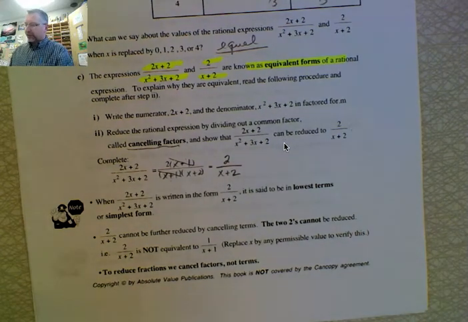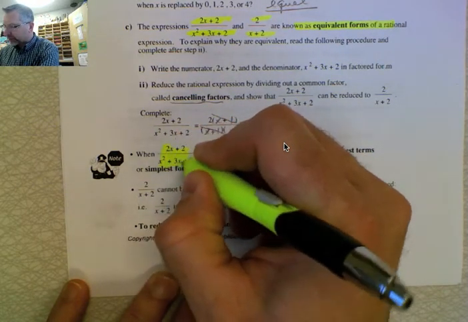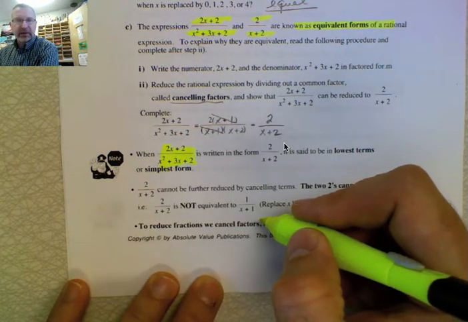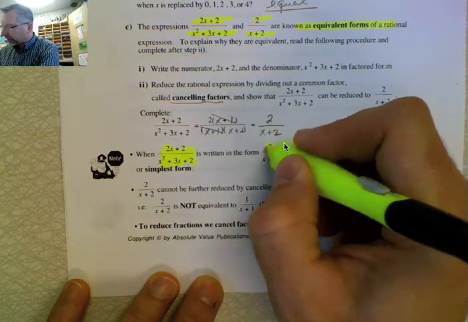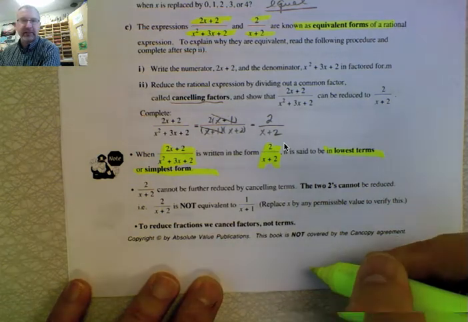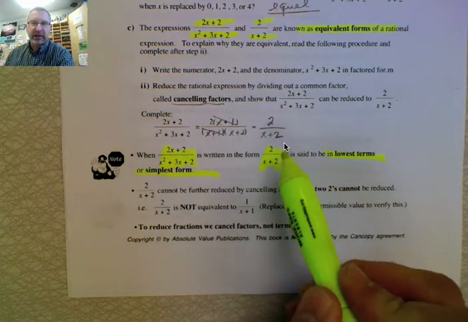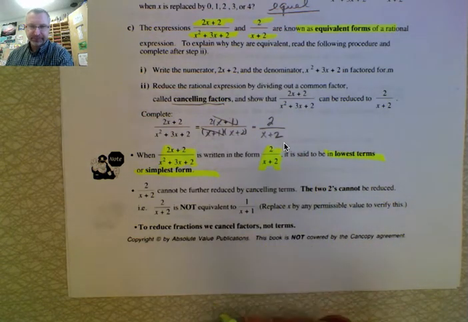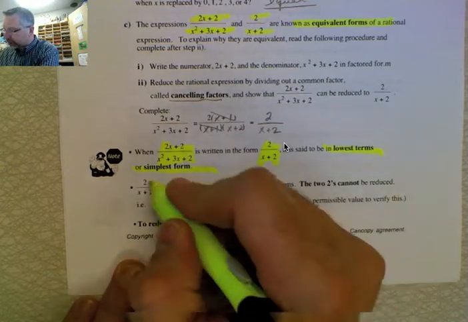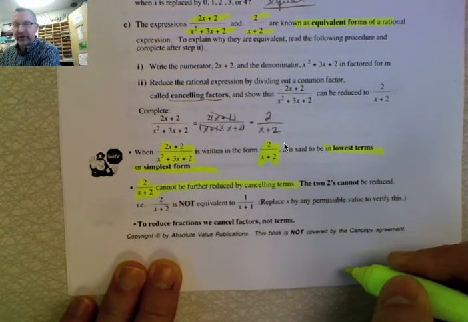So what you're going to notice is that this expression, 2x plus 2 over x squared plus 3x plus 2, can be written as 2 over x plus 2 when you put it in lowest terms or in simplest form. And that's something you're going to have to do all the way through this unit on rational expressions: you're always going to have to write things in simplest form. If you look at 2 over x plus 2, we cannot further reduce this.